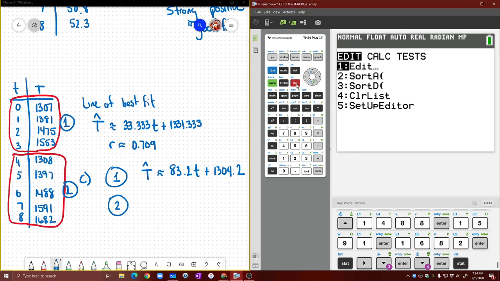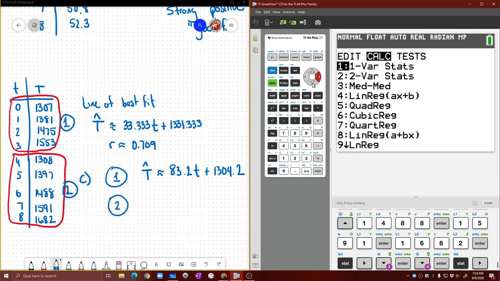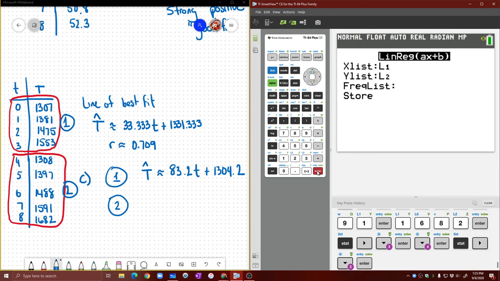So I'm going to go stat, linear regression, and now here's where things are going to change. I don't want L1, L2. Now I want is what? L3, L4, the other half of that list.